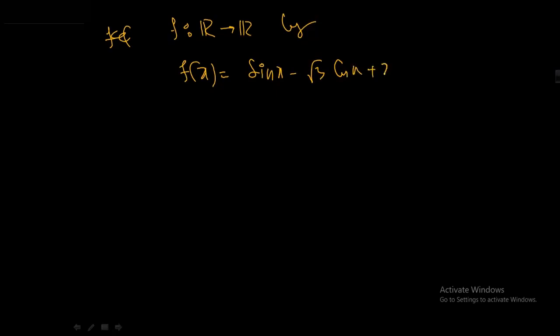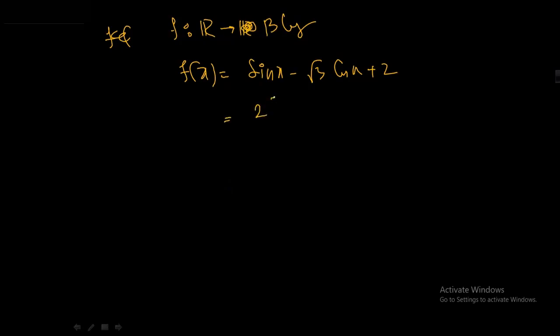f defined from the set of reals to the set of reals by f(x) is equal to sin x minus root 3 cos x plus 2, and the function is onto. Oh, sorry, this is R to B. Sorry, this function is onto. Okay, fine. So we have to find the value of B.